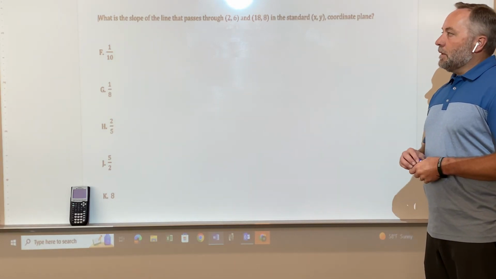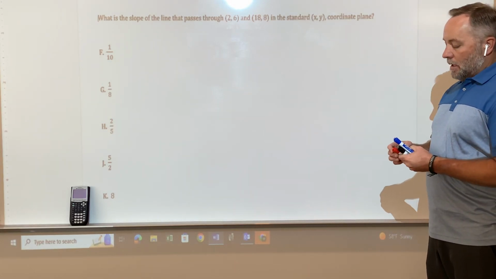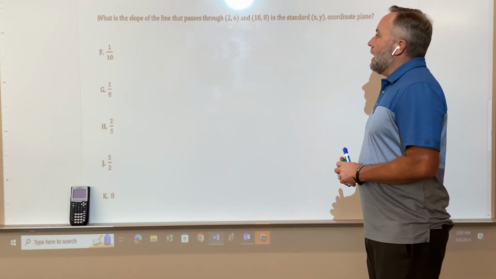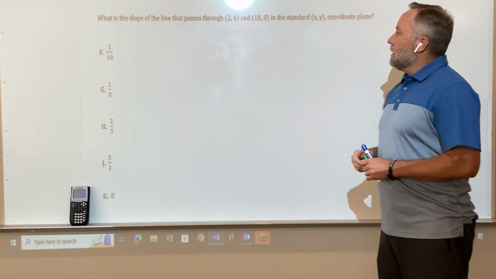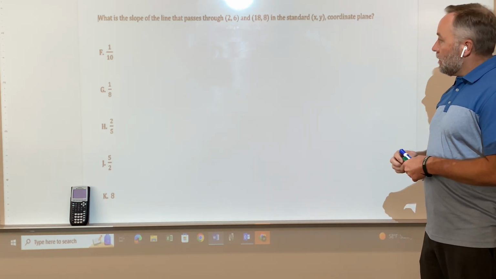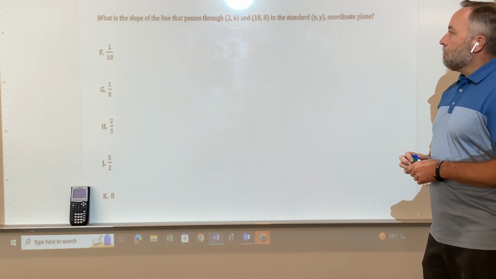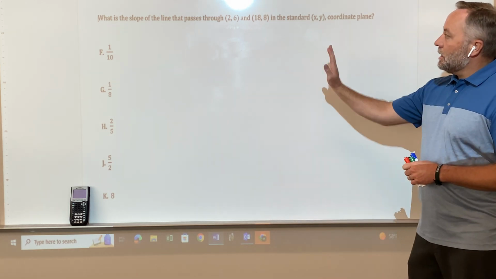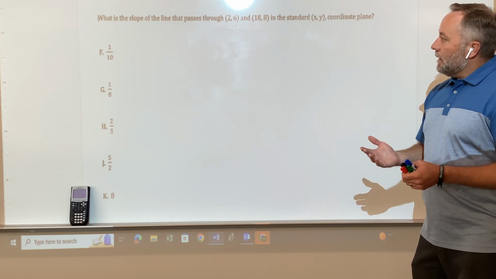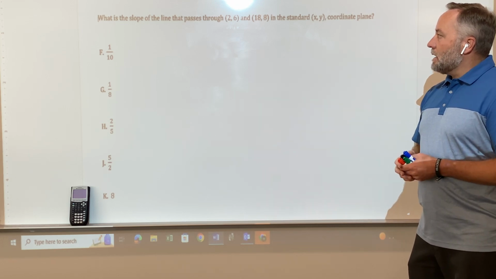This question is a coordinate geometry question, and it says, what is the slope of the line that passes through the point (2, 6) and (18, 8) in the standard xy coordinate plane? So you could draw a sketch of that, and you could plot those points, and you could see what the line looks like, and that would work, and a visual is always nice.